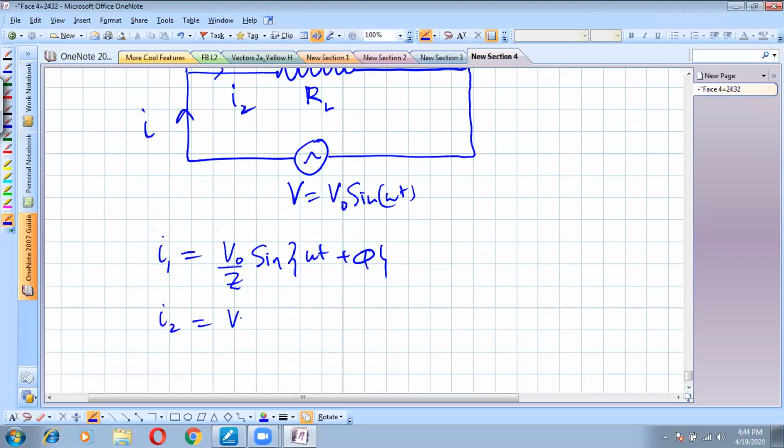Can you please repeat what we have to do in this? We have to find the condition for I2 to be minimum. Okay, so I'm just showing the circuit in one moment. Okay, so we have to find the condition for I2 to be minimum.